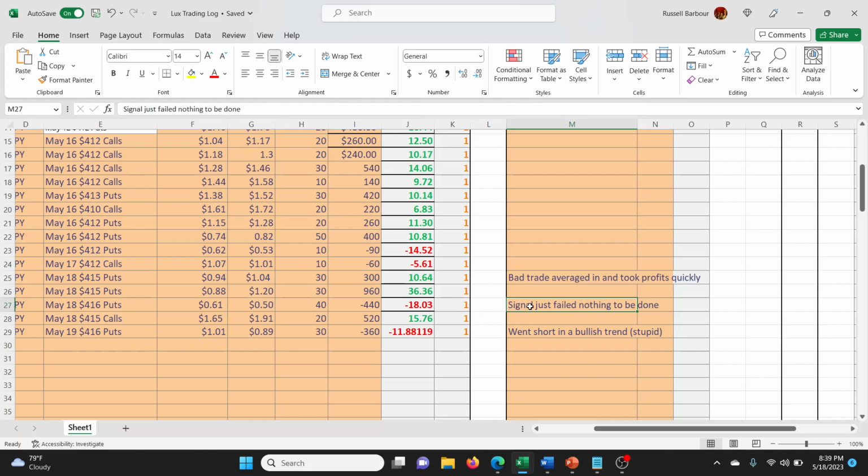This is the one I was talking about where the signal failed and nothing else could be done, and this is the one where I shouldn't have gone bearish when it was in a bullish trend.